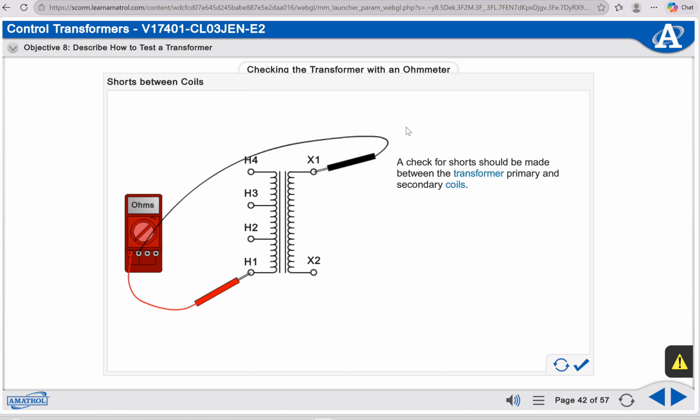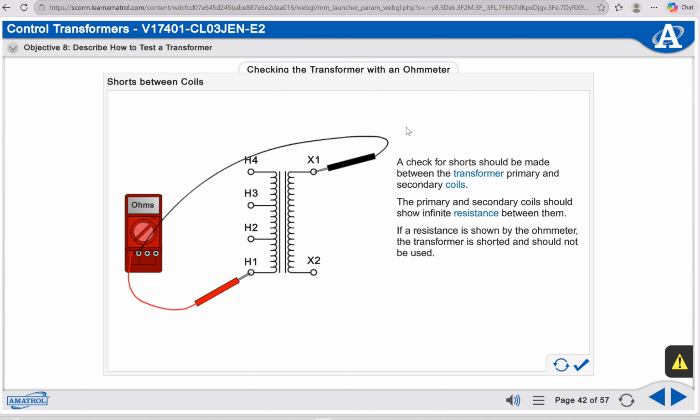A check for shorts should be made between the transformer primary and secondary coils. The primary and secondary coils should show infinite resistance between them. If a resistance is shown by the ohm meter, the transformer is shorted and should not be used.